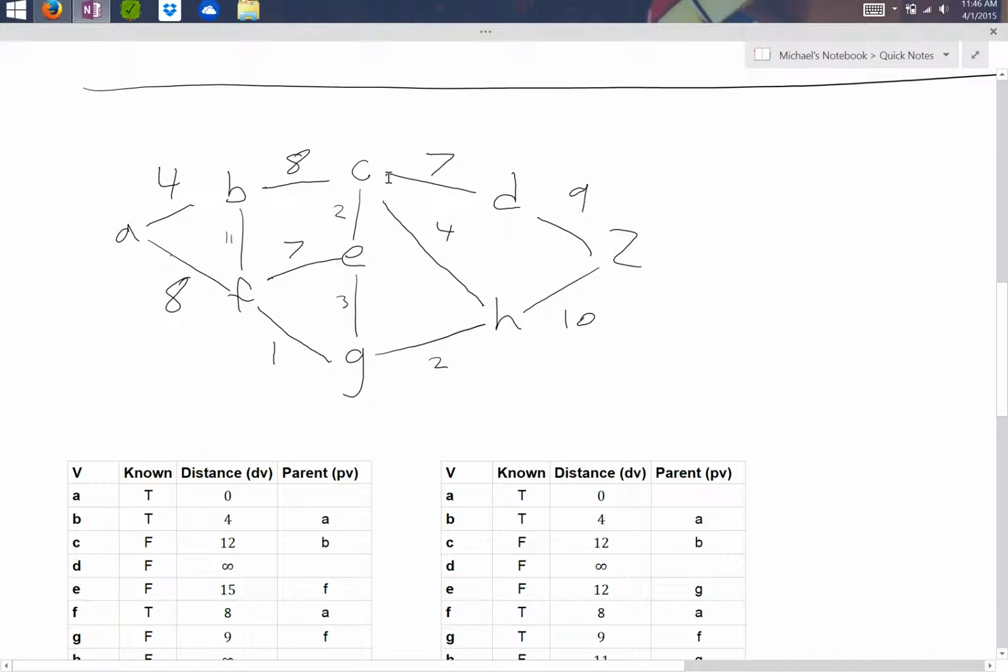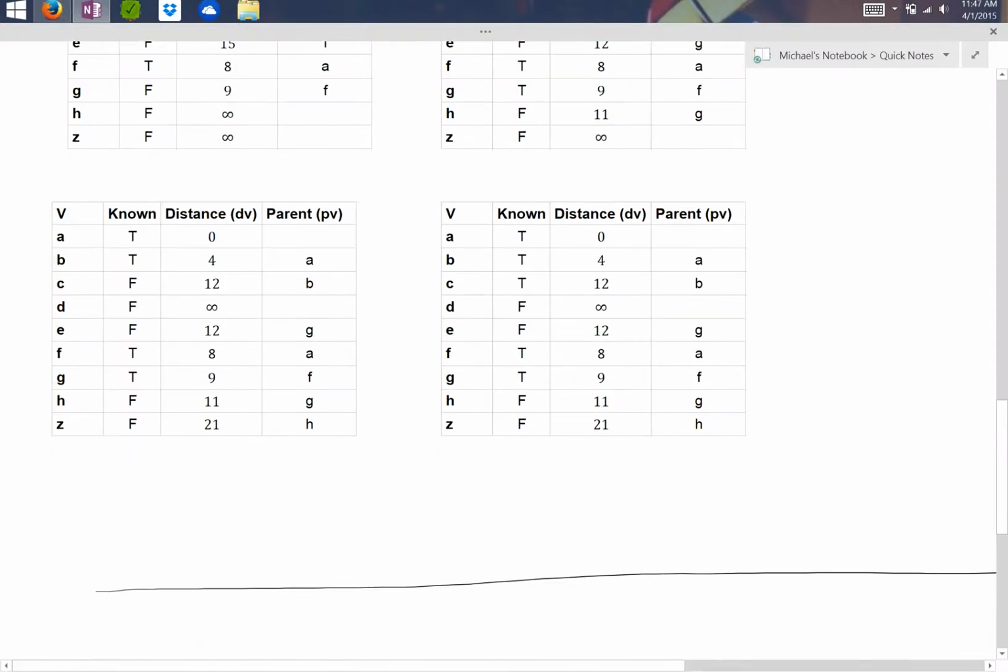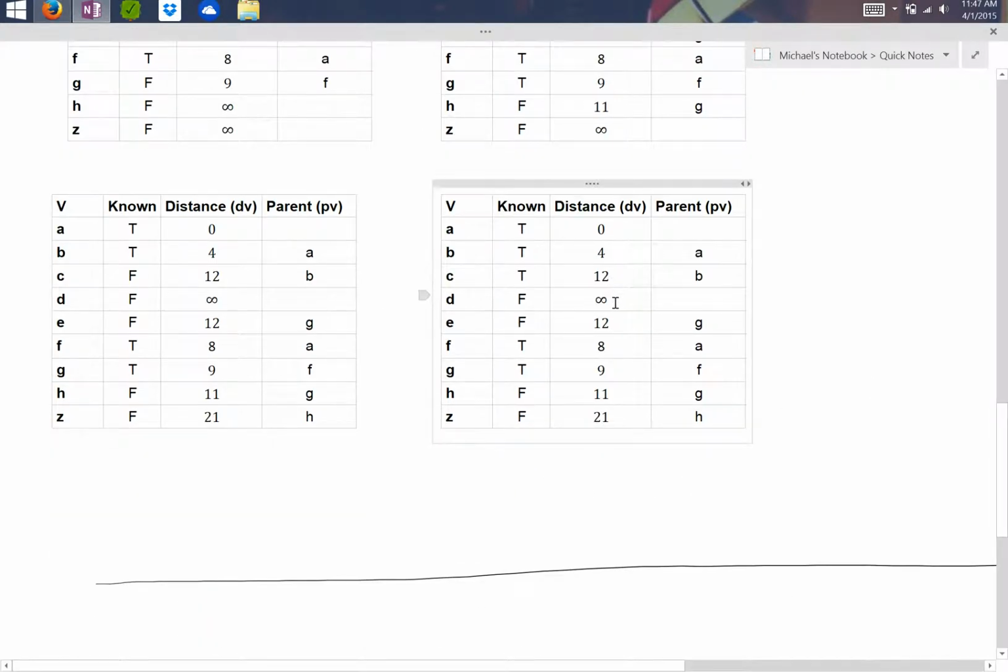Lastly, we look at D. Is 12 less than 7? Oh, I'm sorry. Is 12 plus 7 less than whatever's at D? So is 19 less than whatever's at D? Turns out, yes, it is. 19 is less than infinity. So we update D, and we make the parent C. Now again, this isn't actually technically done until you're totally done with marking everything true, and then you have the shortest path.